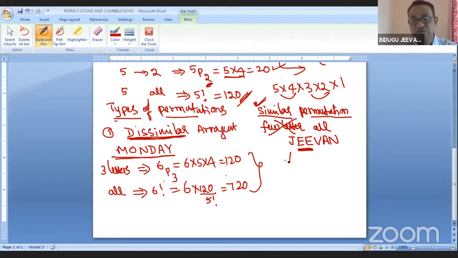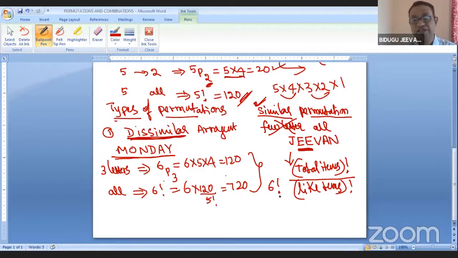Now, in this model, the rule is total items factorial divided by like terms factorial, right? Total how many? 6 factorial. Like terms how many? 2 factorial. Then you simplify. That is 6 into 5 into 4 into 3 into 2 divided by 2. So simplify, it is nothing but 12, 30, it is nothing but 360.